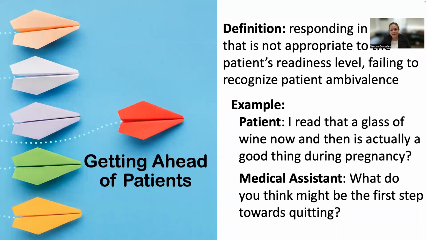Next, getting ahead of our patients. This is a subtler roadblock and is also one that is very common. Getting ahead of patients is responding in a way that is not appropriate to the patient's readiness level and fails to recognize ambivalence in patients. When thinking about making health changes, including reducing risk for alcohol-exposed pregnancy, patients are going to be at different readiness levels. In some circumstances, patients may not even be willing to discuss these issues or be honest about their risk behavior.